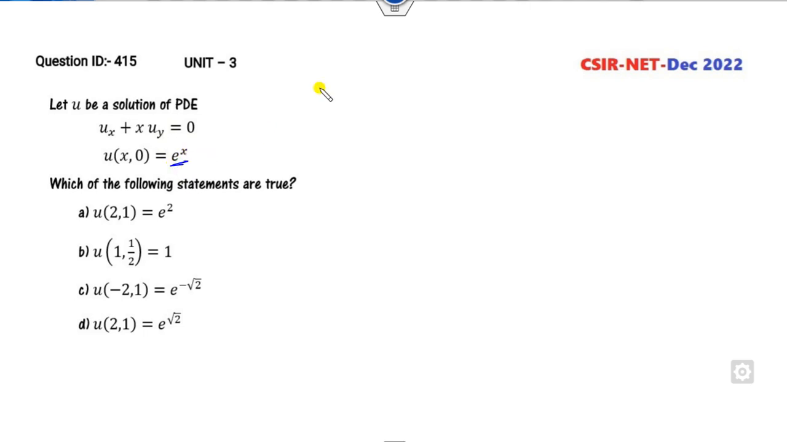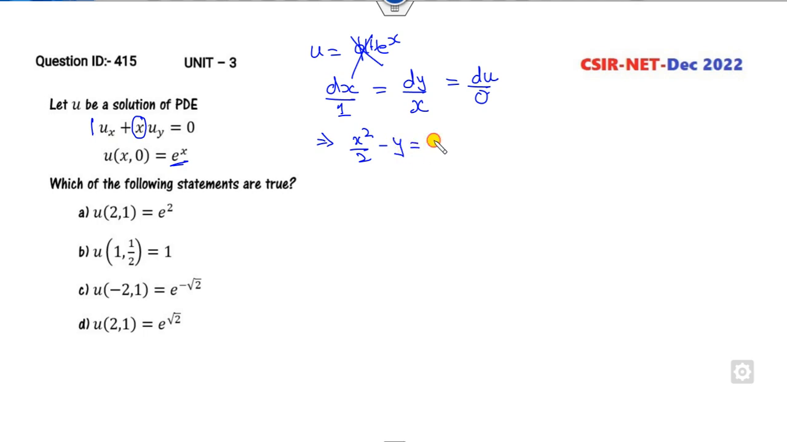Okay, now this is exponential. You can't take this as a function of t, because this is not a constant. Remember, whenever the coefficients are constant, then only you can take it as a function of t. So now you can solve it this way: dx over 1, dy over x, du over y. Now how can you solve them? You can take the first two pair. Sorry, the coefficient of p is my 1. Now if you solve this, x square by 2 minus y is equal to c1.